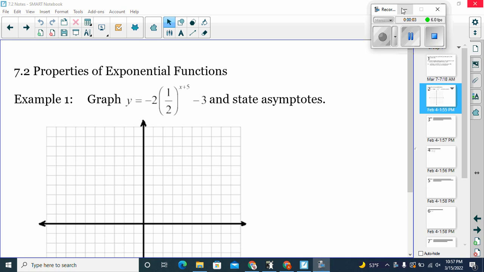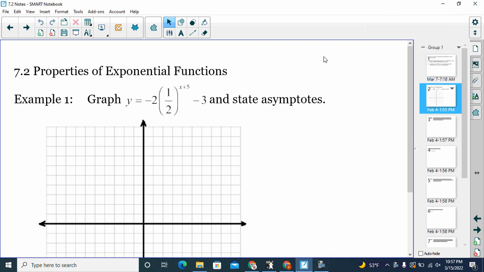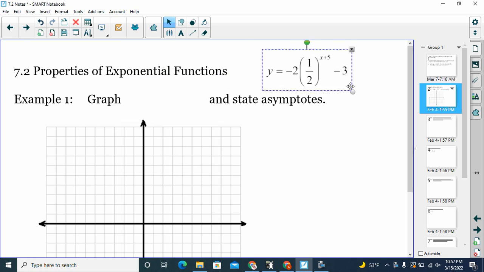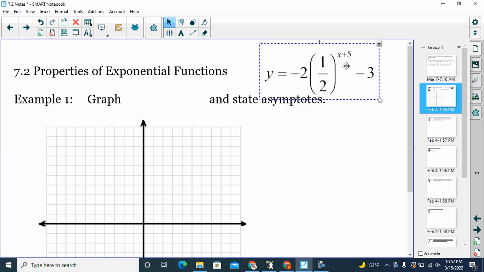These are notes from section 7.2, which is on properties of exponential functions. Example 1 asks us to graph this equation right here, y equals -2 times 1/2 to the x plus 5 minus 3. Last class we graphed similar exponential functions. We just didn't have this plus 5 and minus 3. It does also ask us to state any asymptotes.